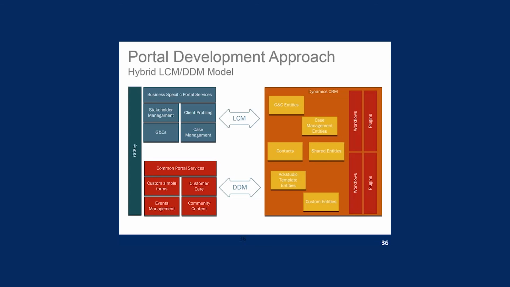All this can be done with the LCM approach, and that would be mapping to the GNC entities and case management entities, and then some shared entities, in this case like contacts and other entities that can be shared between both models, right? So both parts of the portal.